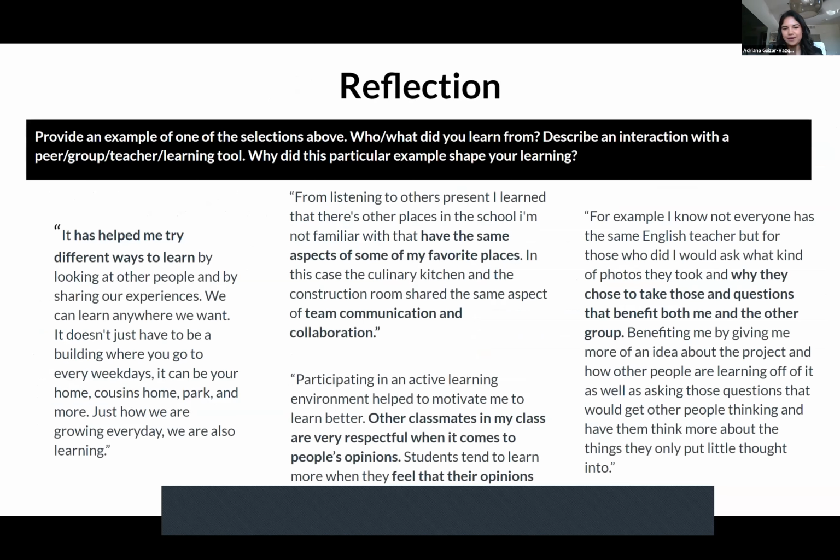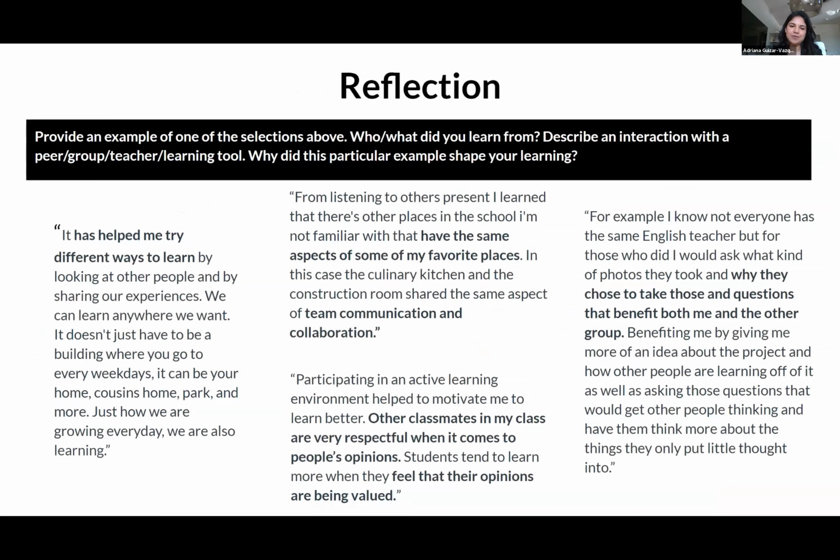They talked about how communication and collaboration for them was essential to the learning process. Feeling respected by their peers in a space, that their opinions are valued, was extremely important, and that this project allowed them to see that their peers were respectful of their ideas right off the bat at the beginning of the year. They also chose to take those in question, right?